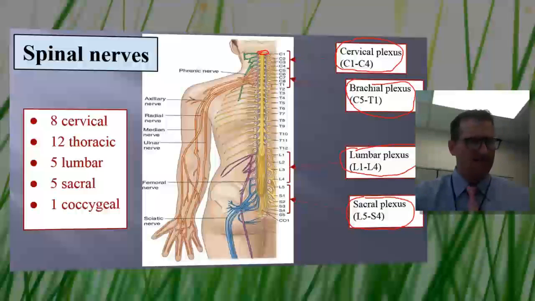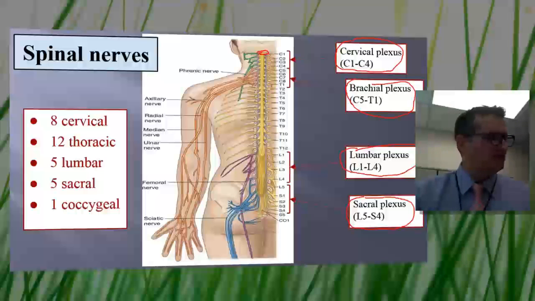The cervical plexus contains nerves that supply the muscles and skin of the neck, tops of the shoulders, and part of the head. The phrenic nerve, which stimulates the diaphragm for breathing, is also located in the cervical plexus.